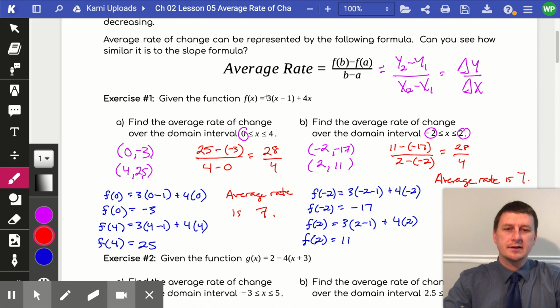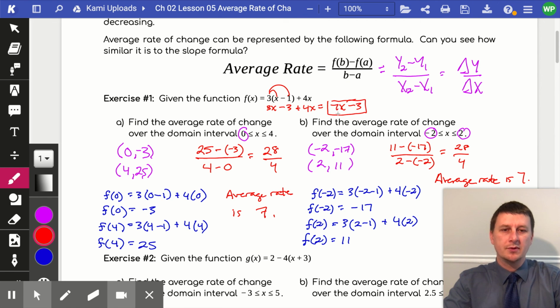And the reason for this is if we were to simplify this equation, we're going to have 3x minus 3, and then plus 4x, which will then simplify to 7x minus 3. And this right here is a linear equation, and it's linear because it's in the form of mx plus b, which we'll be talking about later on. And that m value is our slope, or our average rate of change, and in this case it's always going to be 7, because linear equations have a constant rate of change, and this constant rate of change is going to be 7.